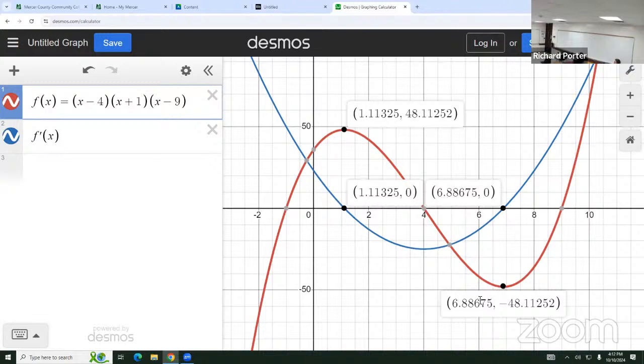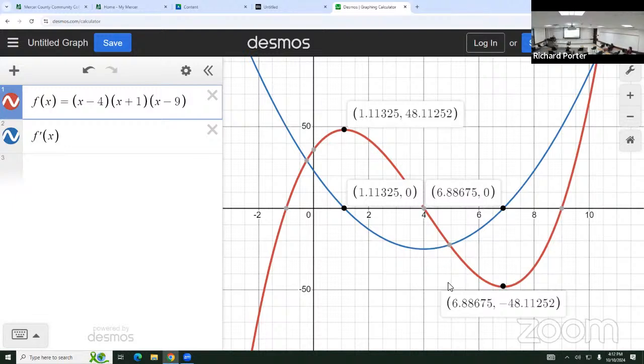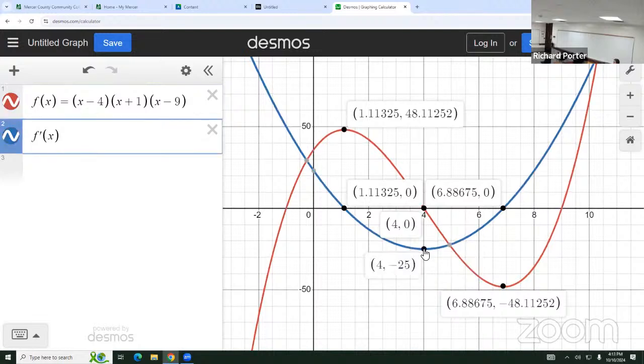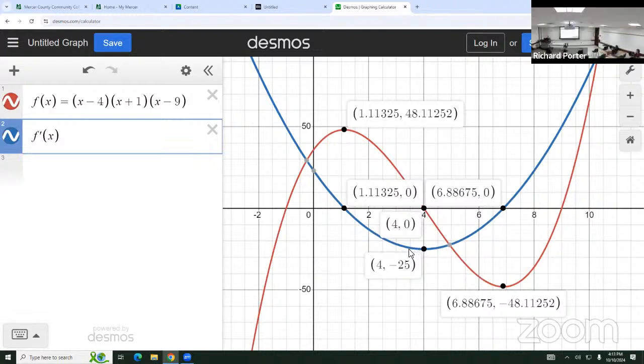So what is it that Desmos can find easy? It can find zeros and what? Right, do you see the blue line? Is there a max or min on that blue line? There is, it's right there. Oh, and look, you were right. The inflection point is exactly at 4. Okay, because that's where the minimum is on the derivative. So what does that mean?